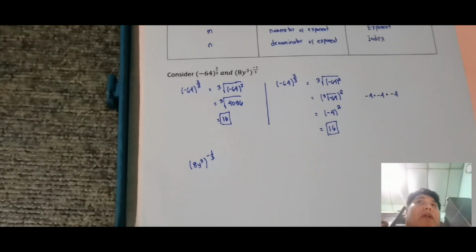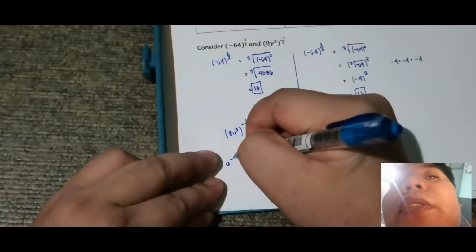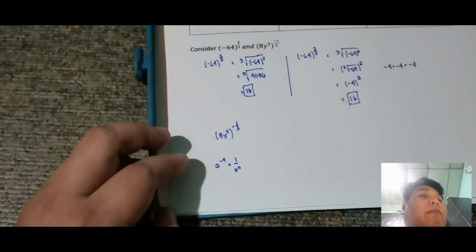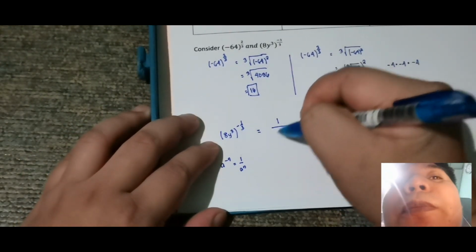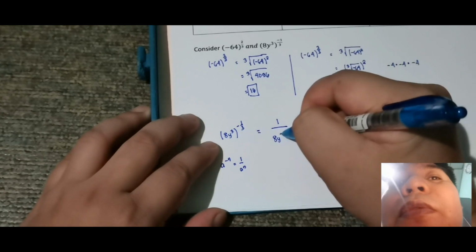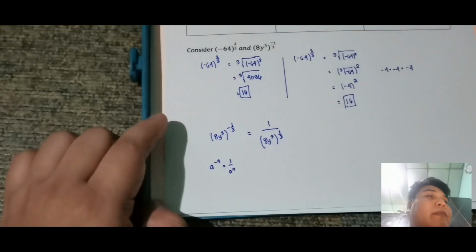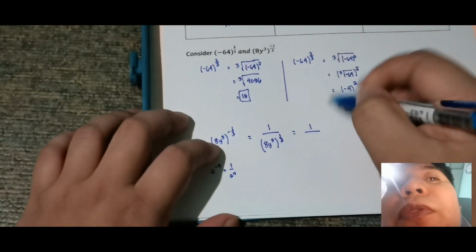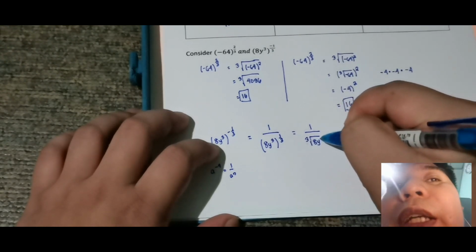Pero syempre, malilito ka sa part na ganun. So, what if i-apply natin yung rule ng exponent? Anong rule of exponent yun? Yung a raised to negative n equals 1 over a raised to n. Naalala mo yan. In that case, this is equivalent sa 1 over 8y cube raised sa 1/3. Then i-manipulate natin yung denominator. This is 1 over cube root of 8y cube.